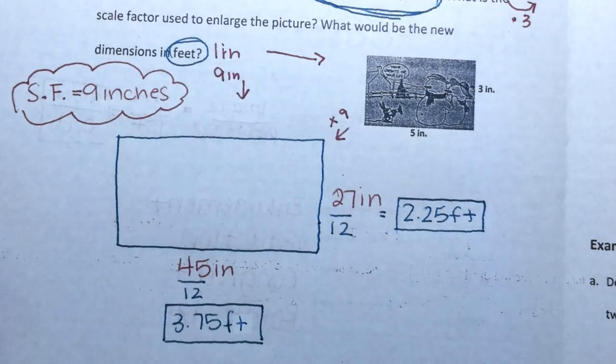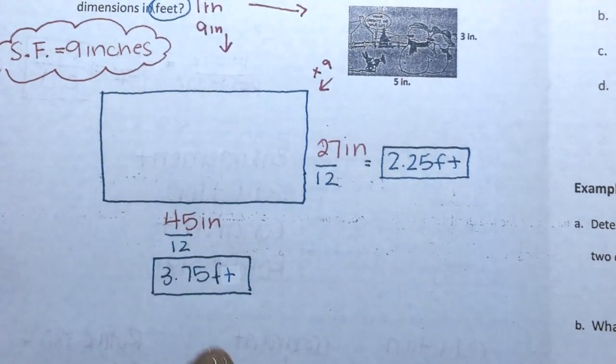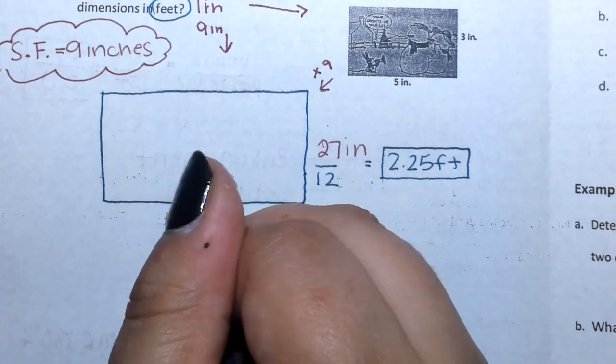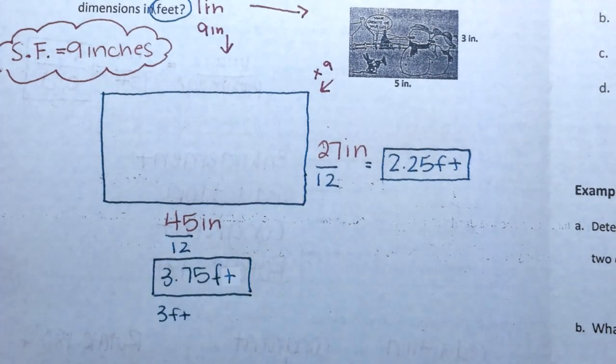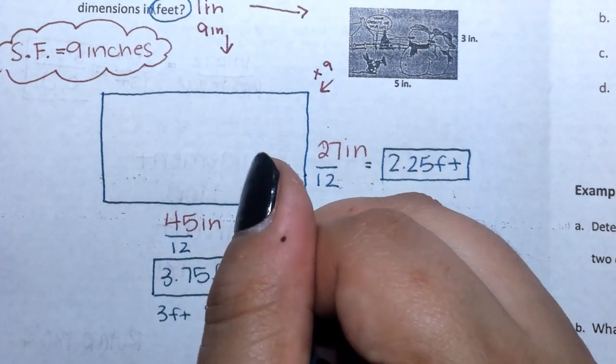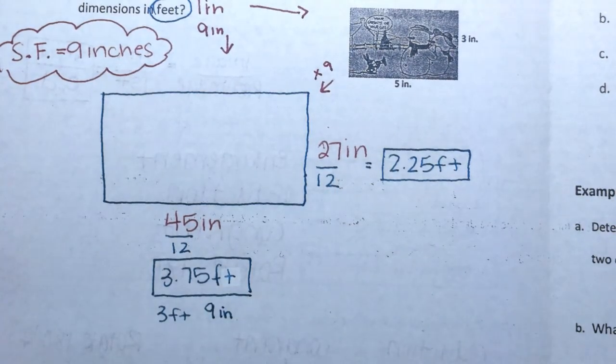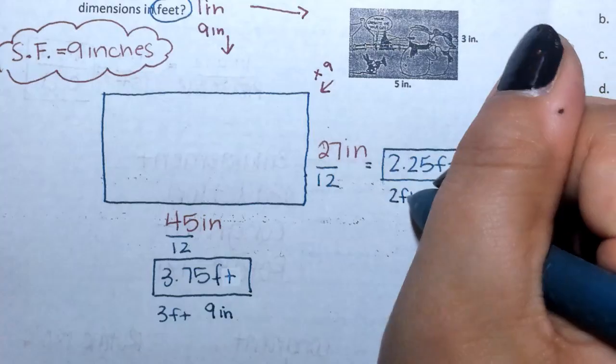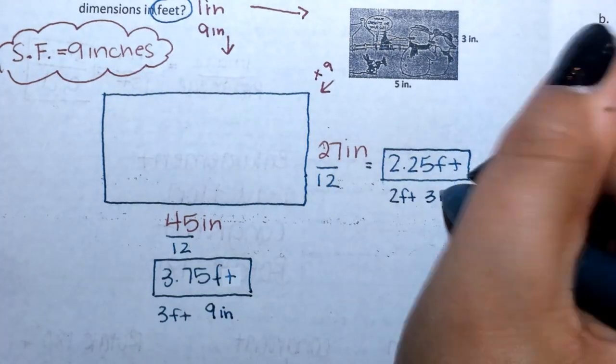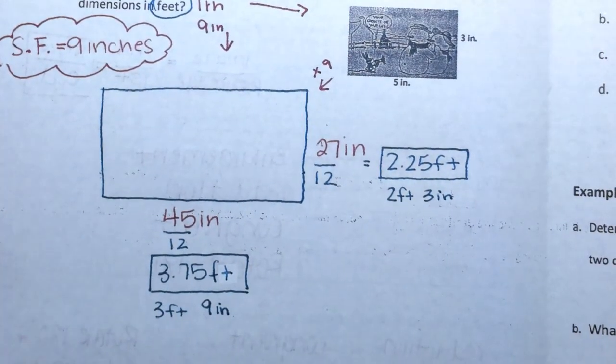Anybody know how that actually translates to feet and inches? This would be 3 feet. How many inches? 9 inches. And what is 2.25 feet? 2 feet, 3 inches. You don't have to know that. That's just a little bit of extra information. What I boxed would be your answer. What part are we confused at? What can I help you understand?